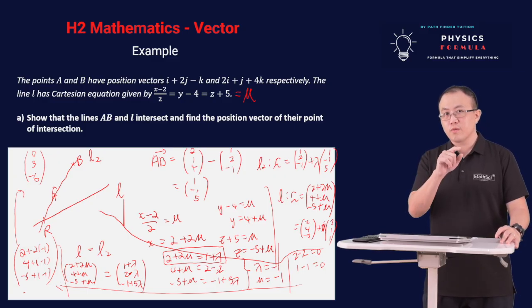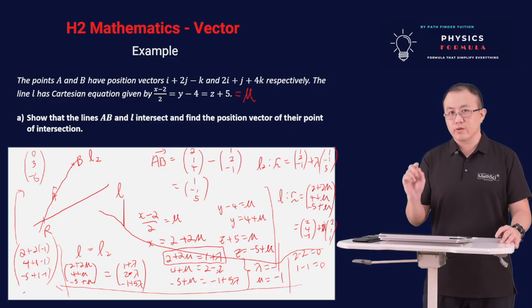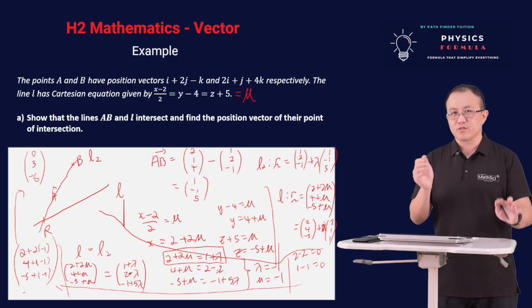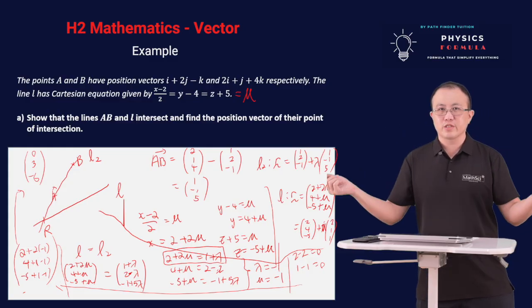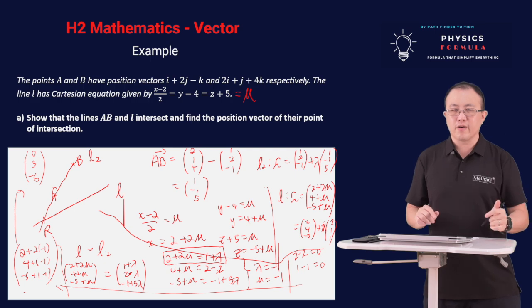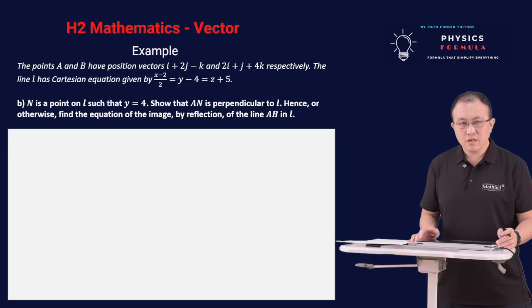There's a real reason why they ask you to find A. So we're going to discover that in part B. So this is A. I showed that the lines intersect because we have a set of lambda and mu which both lines will satisfy. Point number 2 is that I found the point of intersection. That is part A. So let's move on to part B now.